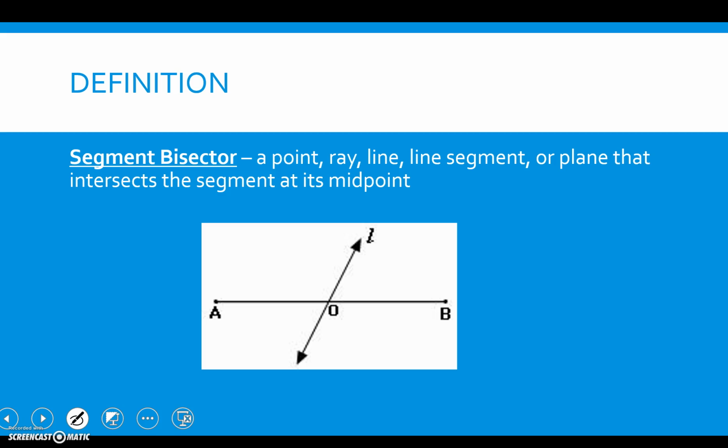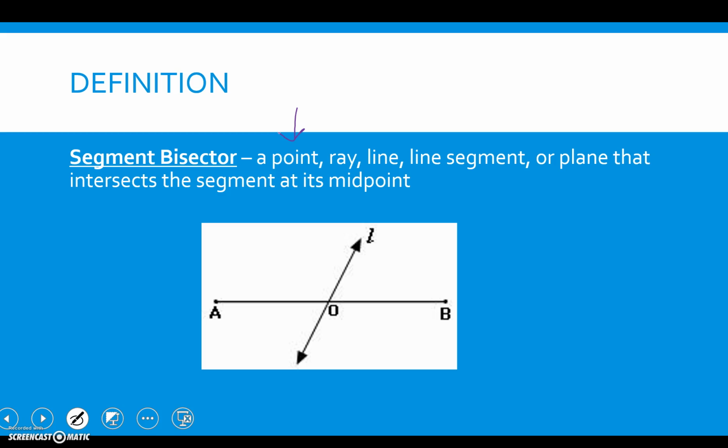Another thing besides just the midpoint that cuts the line segment in half, they're all known as segment bisectors. Now as you can see here, we do have points, so technically yes, it is a midpoint, but it also could be a ray, a line, a line segment, or a plane. The key thing here is it's intersecting the segment at the midpoint.